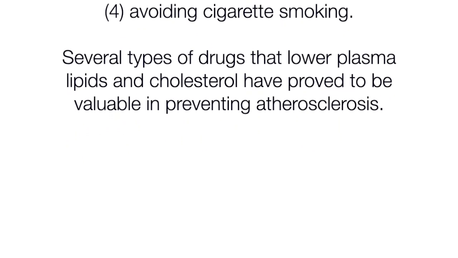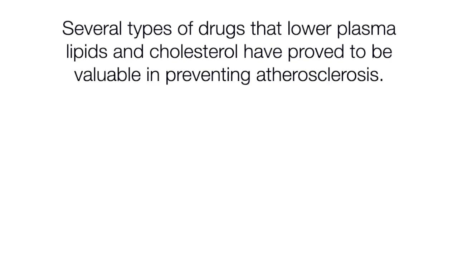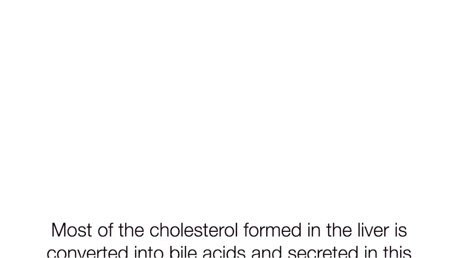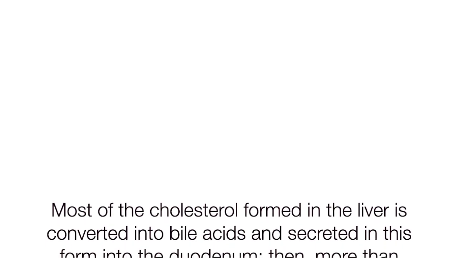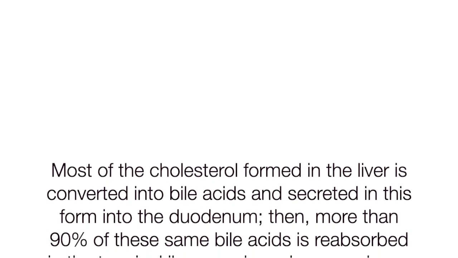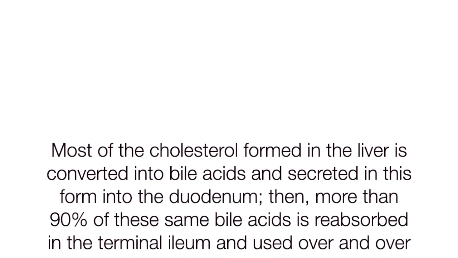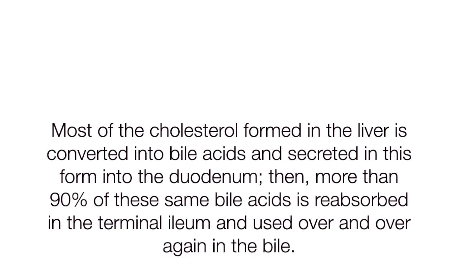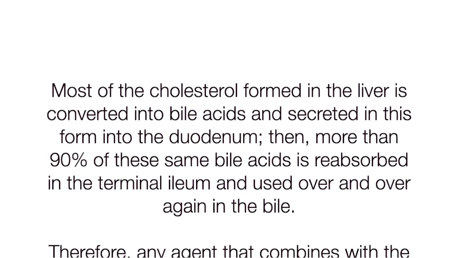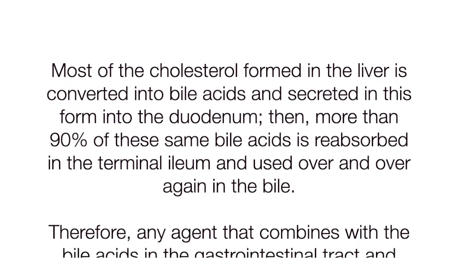Several types of drugs that lower plasma lipids and cholesterol have proved to be valuable in preventing atherosclerosis. Most of the cholesterol formed in the liver is converted into bile acids and secreted in this form into the duodenum. Then, more than 90% of these same bile acids is reabsorbed in the terminal ileum and used over and over again in the bile.